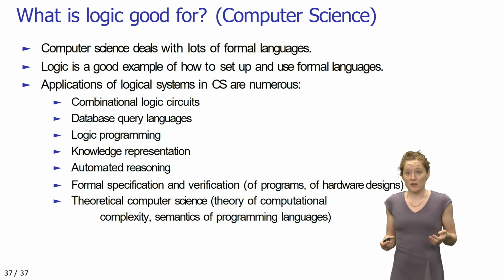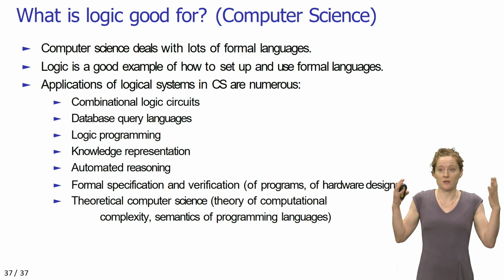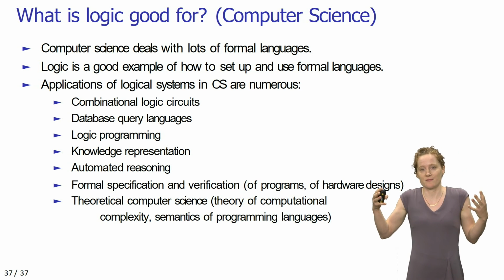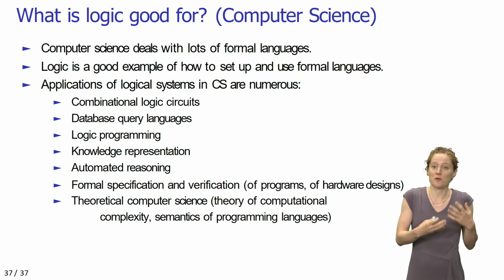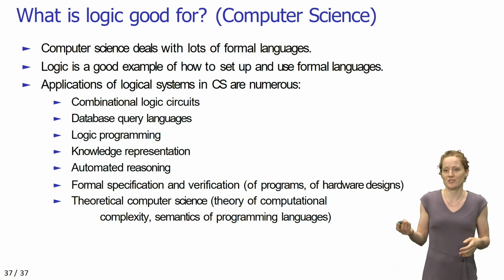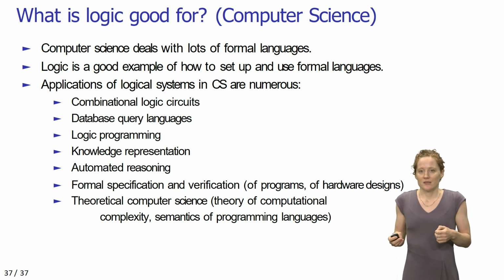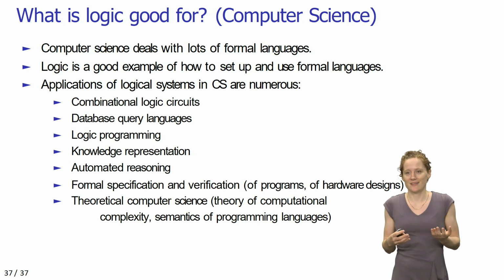And finally, logic is also important for computer science. Computer science as a whole deals with lots of formal languages. And the kinds of languages that logicians develop are one good example of how to set up and use these formal languages. And for that reason, logical systems have many applications in computer science.